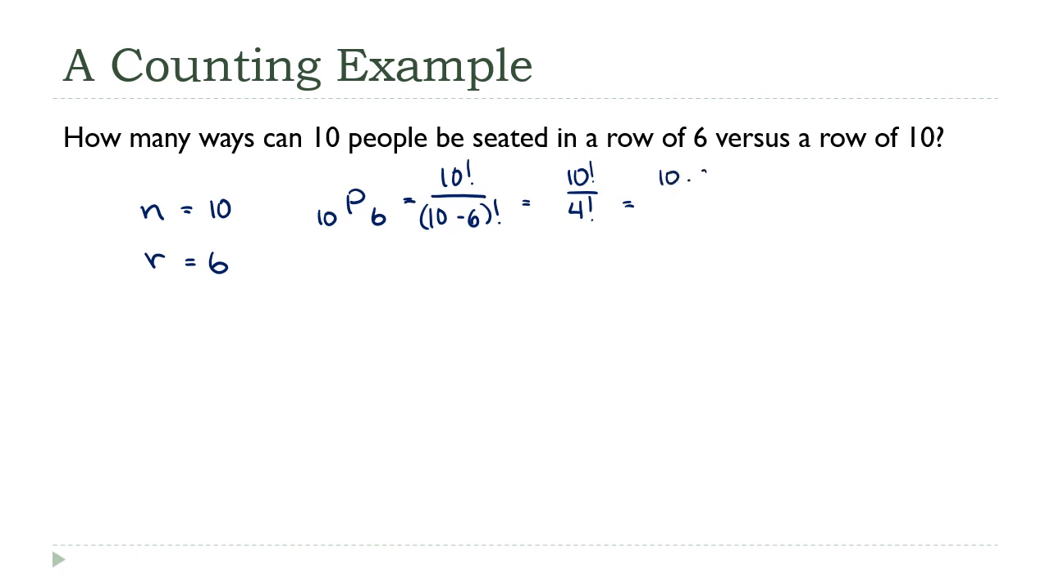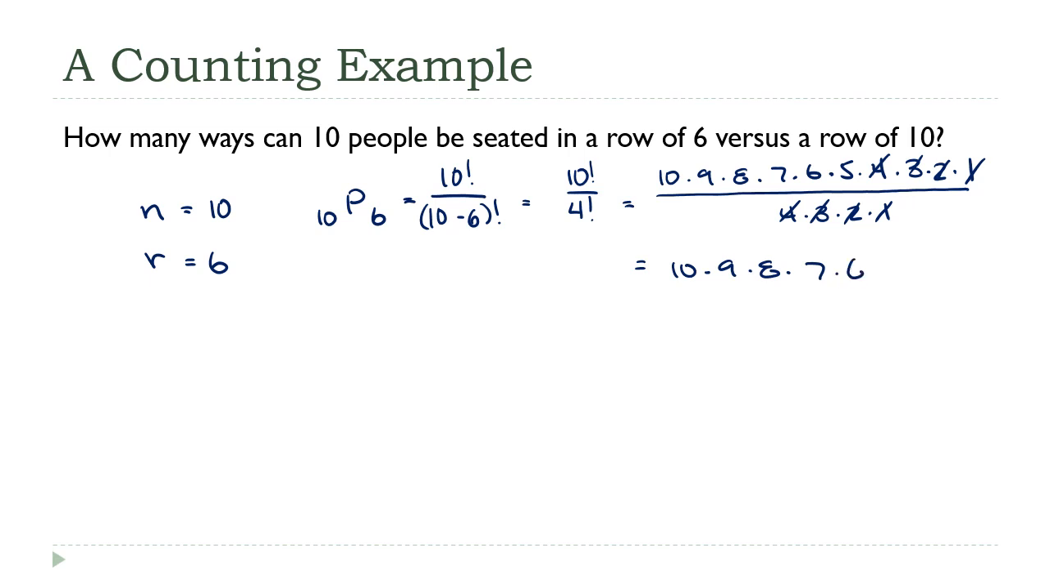This is 10, 9, 8, 7, 6, 5, 4, 3, 2, 1 over 4 factorial, 4 times 3 times 2 times 1. And now we get a lot of cancellation, right? All of this stuff cancels, and we're left with 10 times 9 times 8 times 7 times 6. So you see why we really like having that factorial notation? And my calculator tells me that this is 151,200. Okay, so that's 6 people taken from a group of 10.